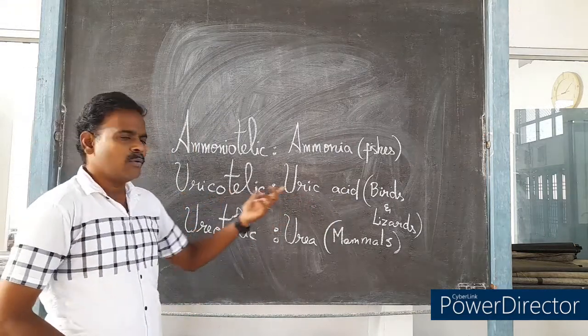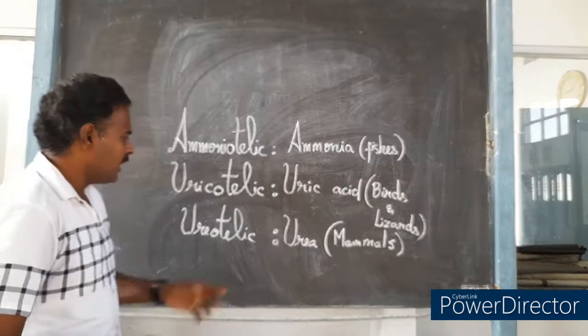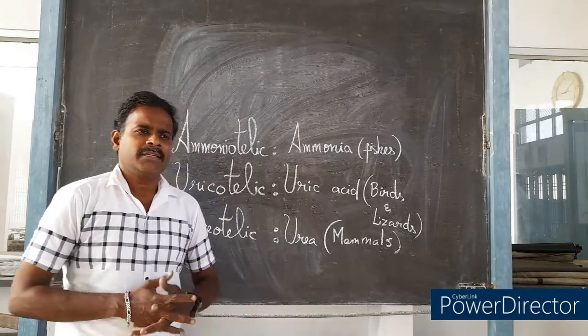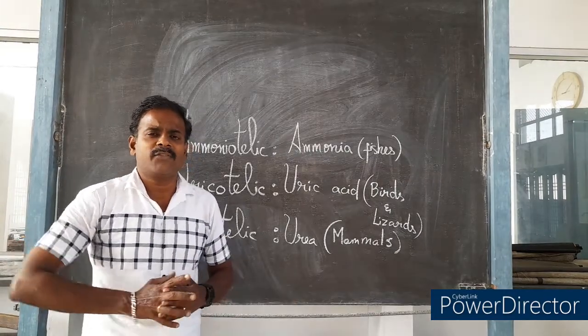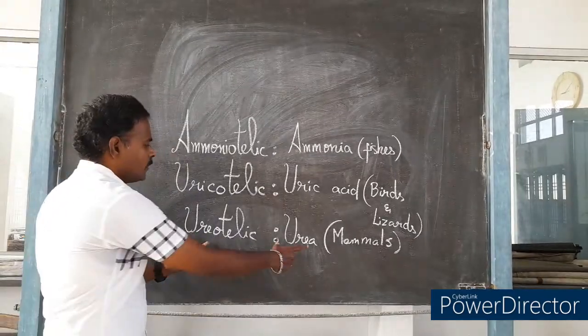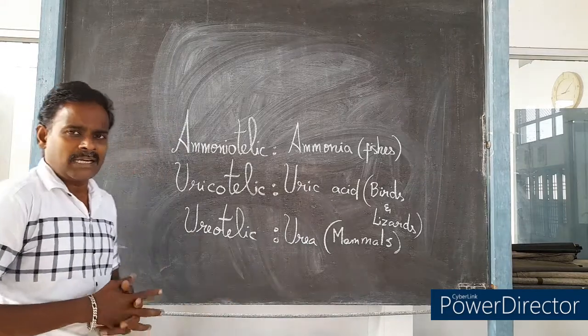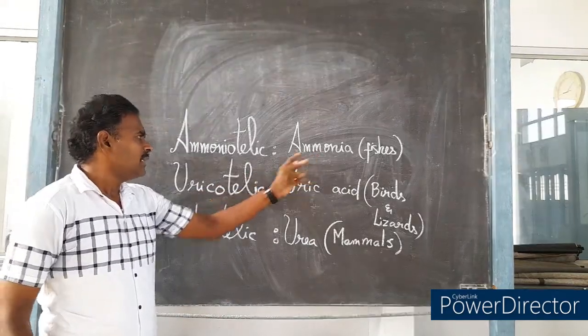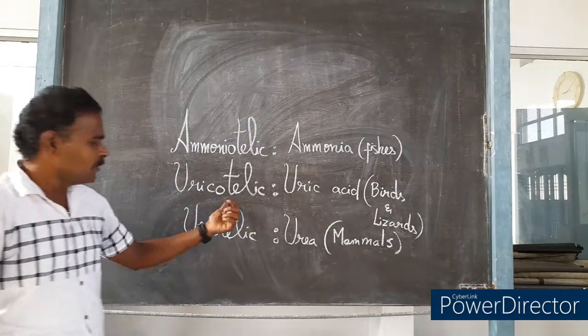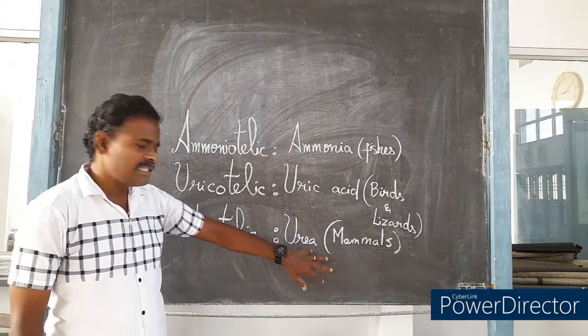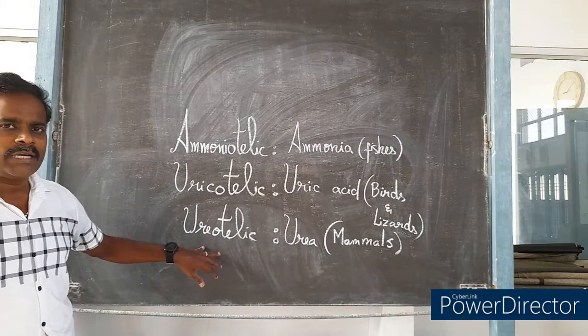Birds and lizards are known as uricotelic animals. And finally, in mammals, including humans, the nitrogenous waste is in the form of urea, and so they are known as ureotelic animals. If it is ammonia, it is known as ammonotelic animals. If it is uric acid, it is known as uricotelic animals. And if it is urea, it is known as ureotelic animals.